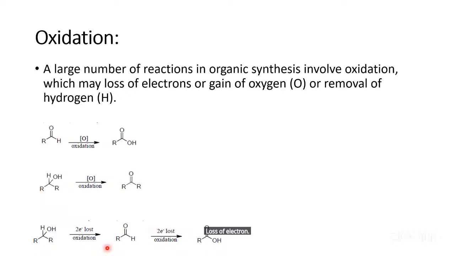In the first step, 2 electrons are lost to give the aldehyde from the alcohol, and in the second step, another 2 electrons are lost to give the subsequent acid.